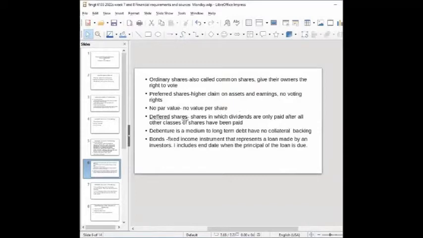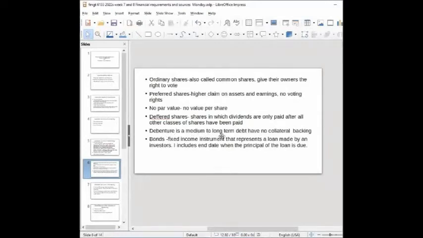A deferred share is a kind of share in which dividends are only paid after all other classes of shares have been paid. So for example, you have ordinary shares, preferred shares, and deferred shares. The first to receive dividends are the preferred shareholders, followed by the ordinary shareholders, and the last are the deferred shareholders.